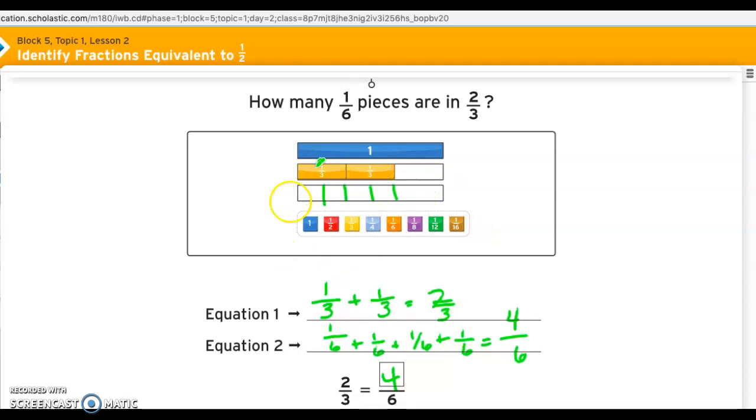But a lot of what we did in block 4, we always used the fraction pieces. And as we get into block 5 and on into block 6, our goal is to get away from those fraction pieces. Today you'll learn how to write fractions equivalent to a half without using our fraction pieces. We'll also look at a relationship between the numerator and the denominator in fractions that are equal to 1/2.